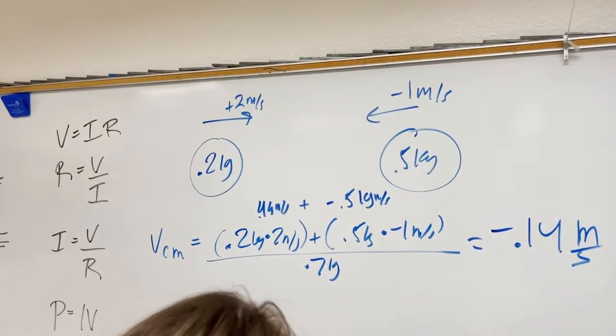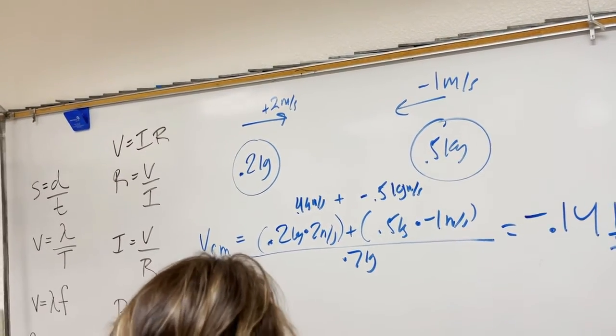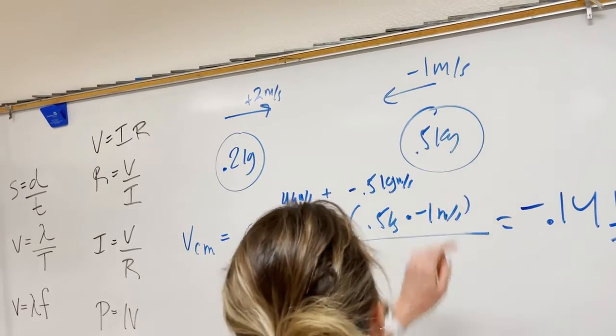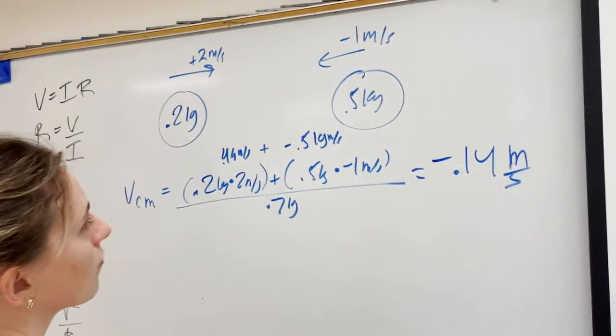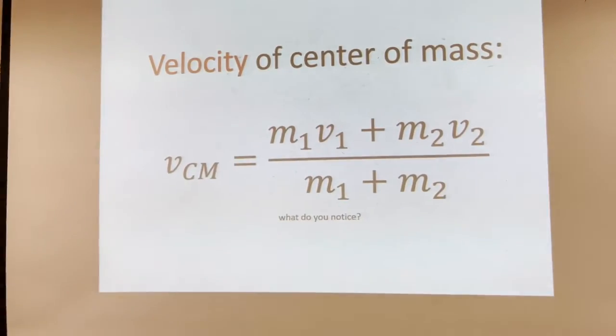I had a bigger velocity to the right and a smaller velocity to the left, but we have a much larger mass and a much smaller mass. So that's the velocity of the center of mass. It's not moving very fast. And now, what do you notice?